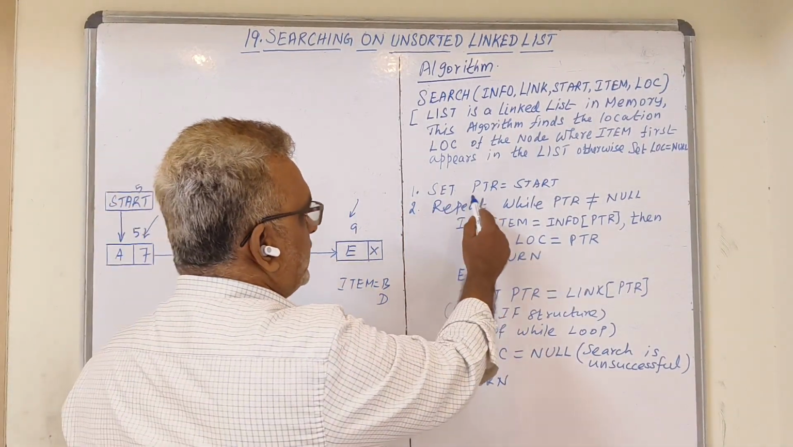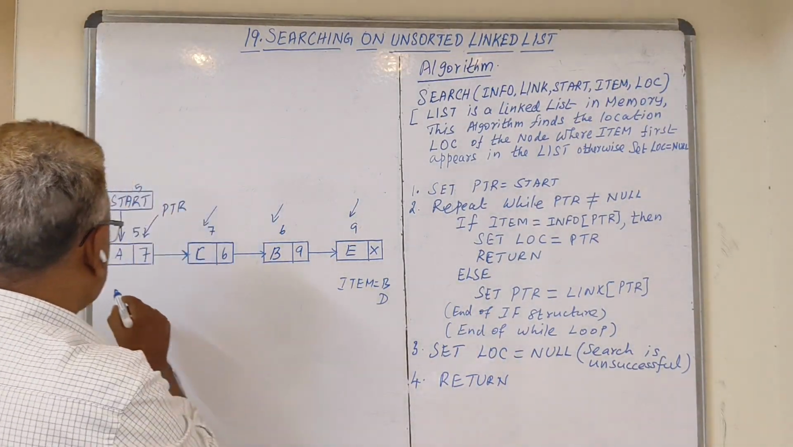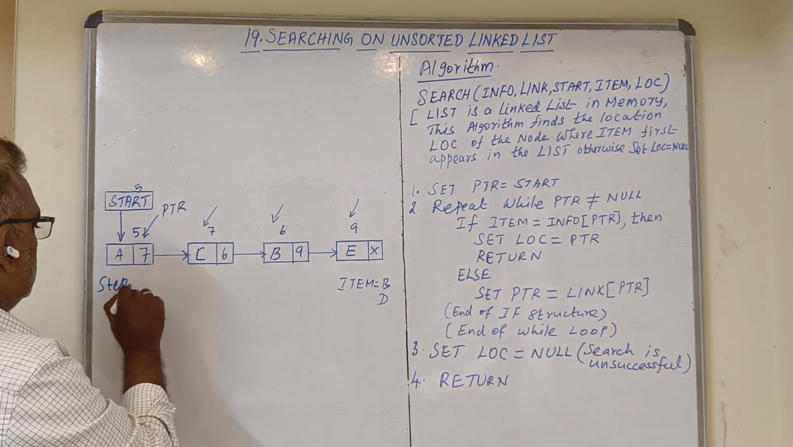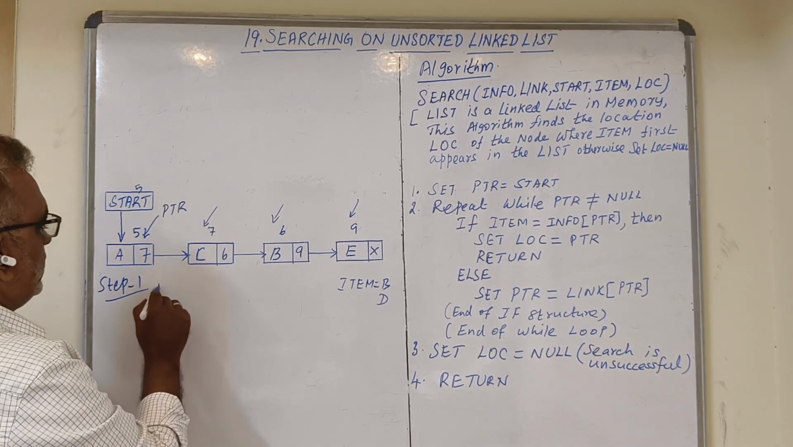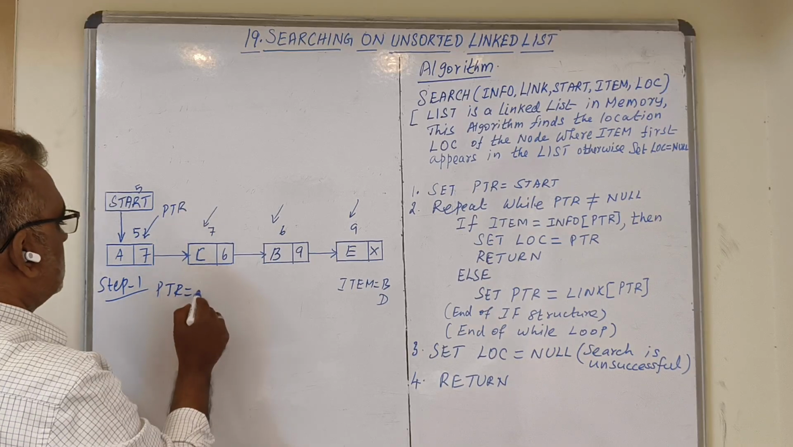So initially we take the pointer, as I said, PTR equal to START. So let us consider step 1. Here the PTR value is equal to the START value. The starting address is nothing but 5.